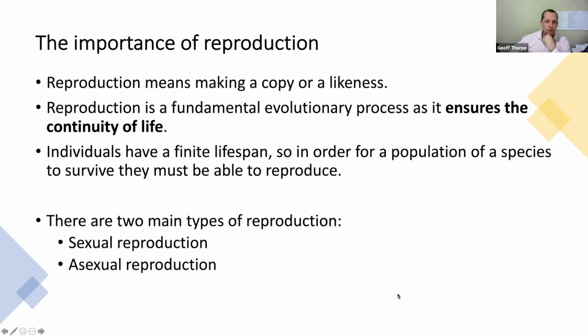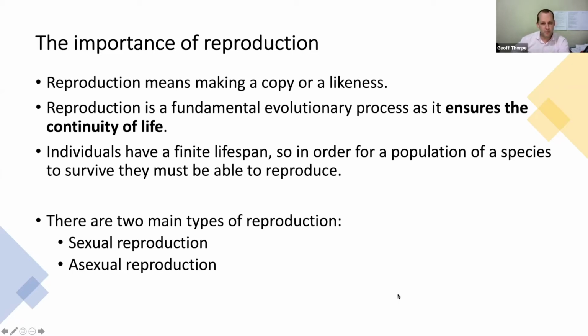So the importance of reproduction first. Reproduction just means making a copy or a likeness of something. Reproduction is a fundamental evolutionary process as it ensures the continuity of life. That wording is very important. Individuals have a finite lifespan, like everything dies. So in order for a population of a species to survive, they must be able to reproduce.